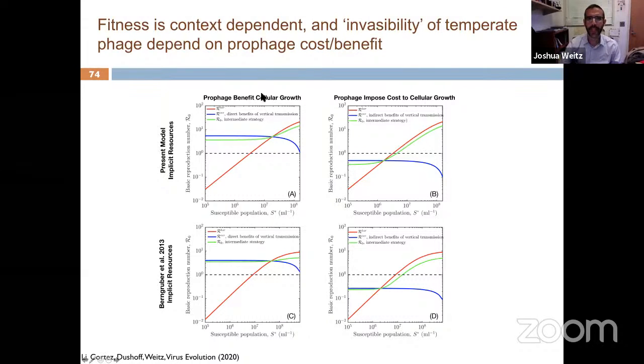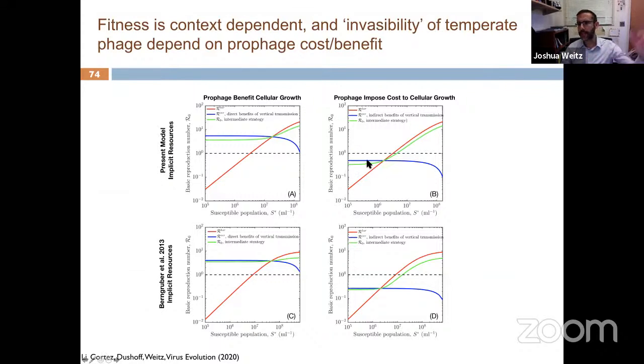The takeaway point is that when prophage provide a benefit to cellular growth, the vertical strategy is always good. When they impose a cost, it always seems to be bad. The horizontal strategy obviously gets better as there are more hosts available. And there are intermediate strategies, as I mentioned before, that can get the best of both worlds and have a positive invasion fitness irrespective of cell density. But we still raise this question of what happens at low cell densities, because it seems like we could have a problem where there are regimes in which none of these strategies seem to work.